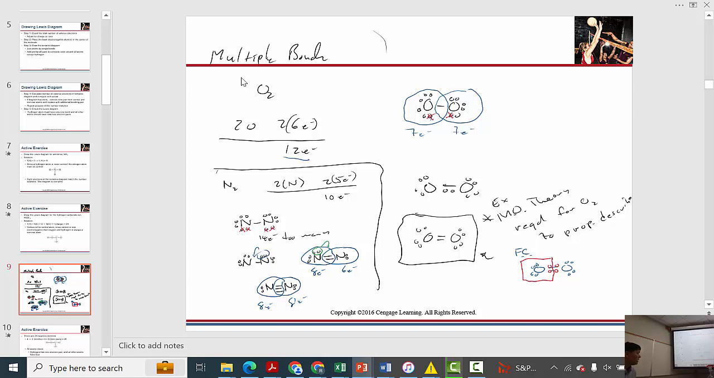When we do octets, we look at the total number of surroundings. So when we count or divide the electrons up for octets, we share them completely. However, when we do formal charge, we split them evenly.